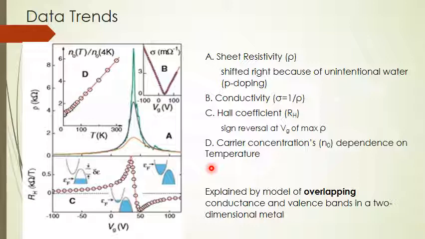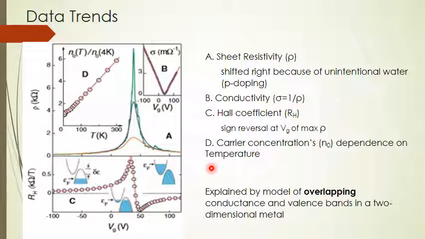So applying a gate voltage induces surface charge density, which shifts the Fermi energy value. The permittivity of free space, the permittivity of silicon dioxide, electron charge, and thickness of silicon dioxide play a part in this. The surface charge density was found to be 7.2 times 10 to the 12 inverse centimeters squared for a gate voltage of 100 volts. This is a high surface charge density for graphene and exemplifies its electronic potential.